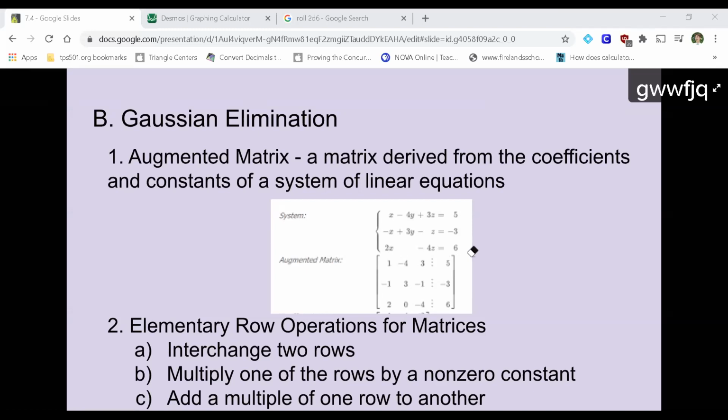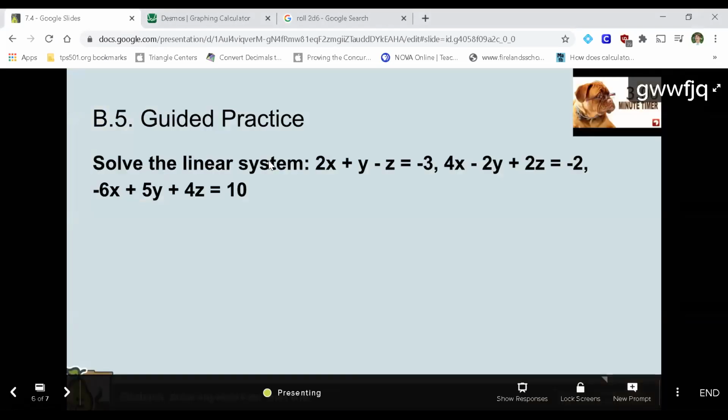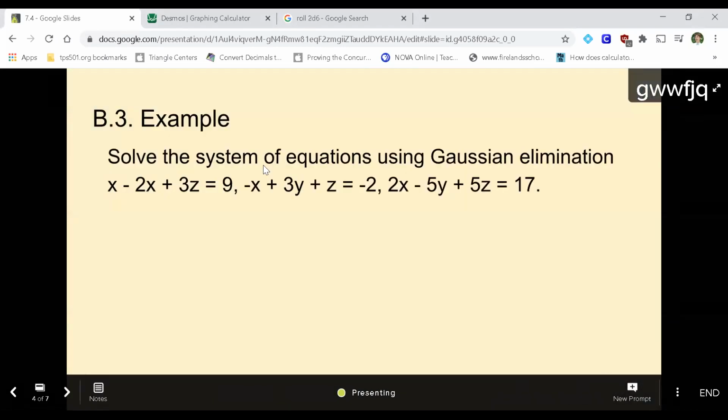All right, so I'll give you a minute to finish up writing on this slide, and then I think how this is going to work, there'll be 2 examples, a guided practice, and then we're done.